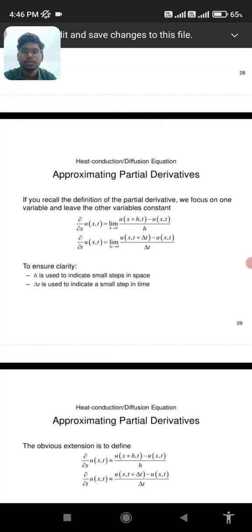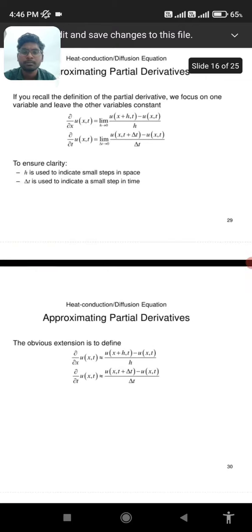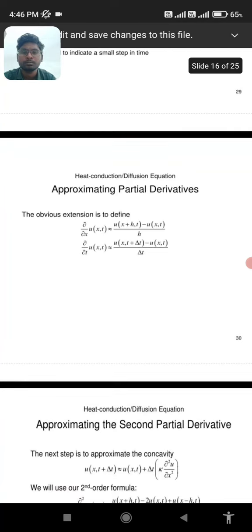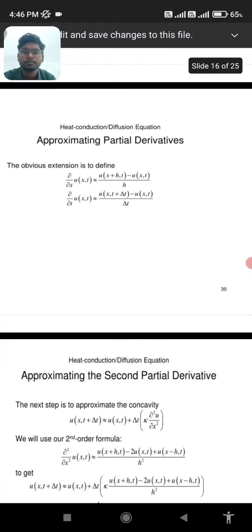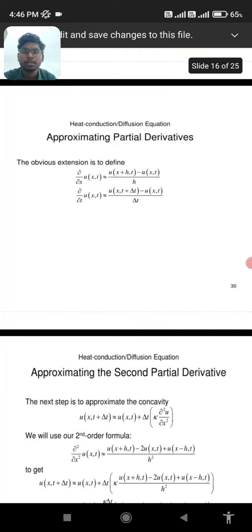To ensure clarity, h is used to indicate small steps in space, Δt is used to indicate a small step in time. The obvious extension is to define ∂/∂x u(x,t) ≈ [u(x+h,t) − u(x,t)]/h and ∂/∂t u(x,t) ≈ [u(x,t+Δt) − u(x,t)]/Δt.